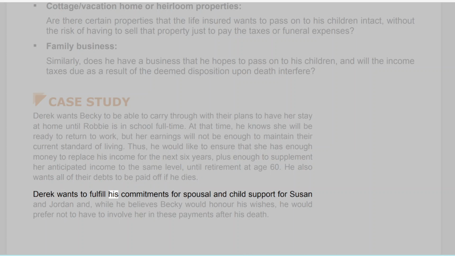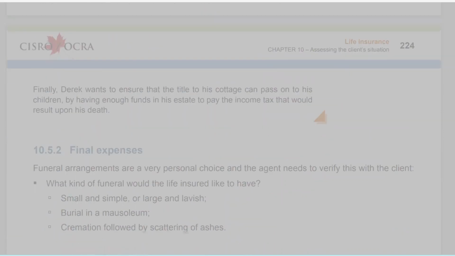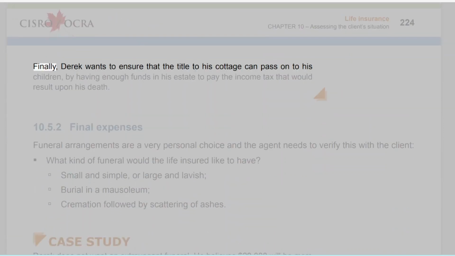Derek wants to fulfill his commitments for spousal and child support for Susan and Jordan and, while he believes Becky would honor his wishes, he would prefer not to have to involve her in these payments after his death. Finally, Derek wants to ensure that the title to his cottage can pass on to his children, by having enough funds in his estate to pay the income tax that would result upon his death.